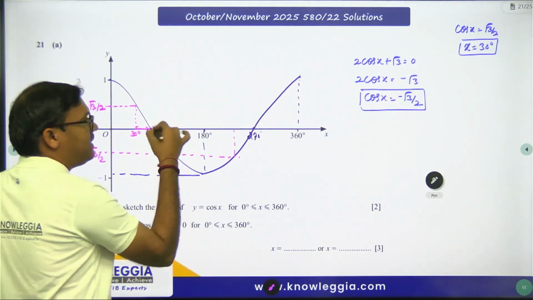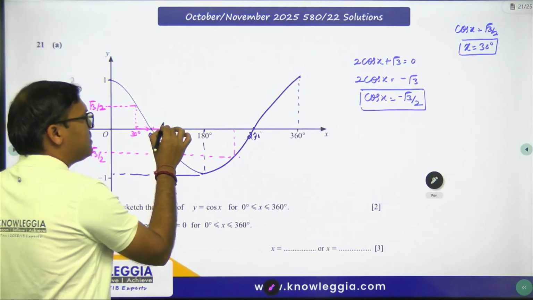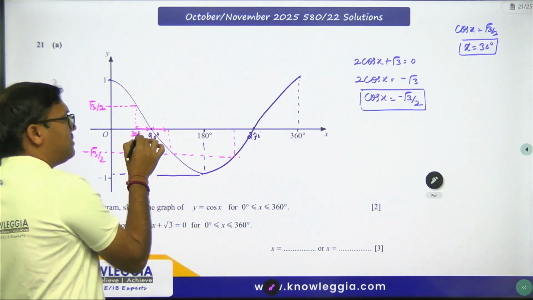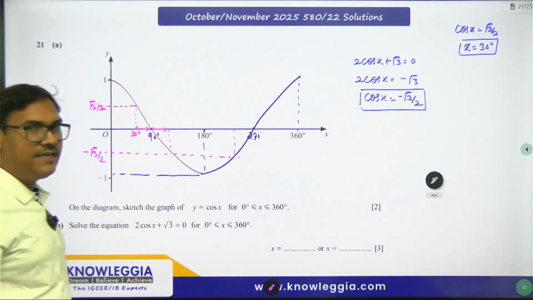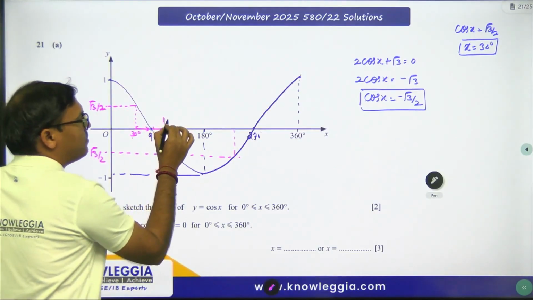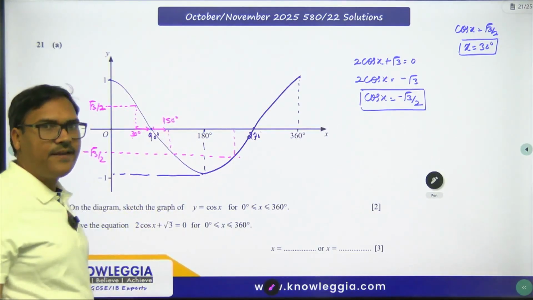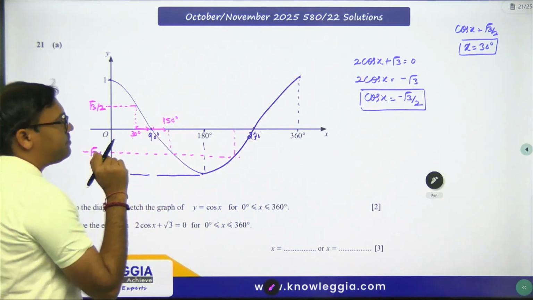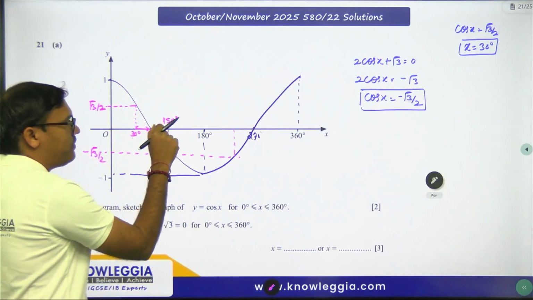This is equal to 90 degree plus 30 degree, which is equal to, sorry, 90 degree plus 60, because this is 90 minus 30, which is 60. This is 90 plus 60, which is equal to 150 degree, correct? Now you can see this is 150 degree.